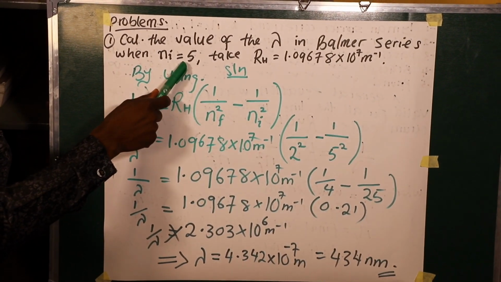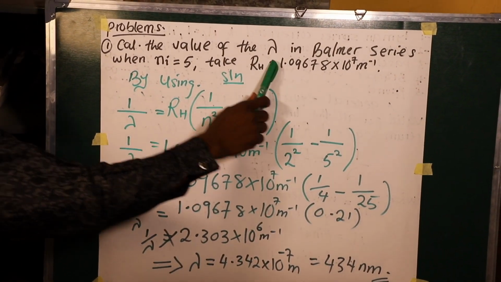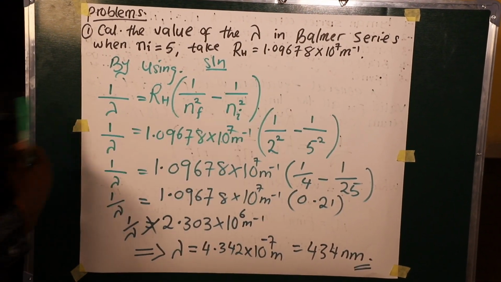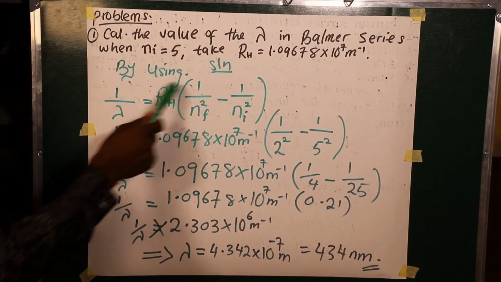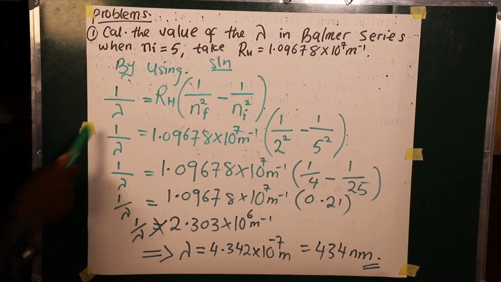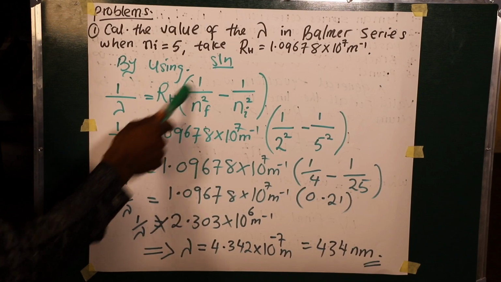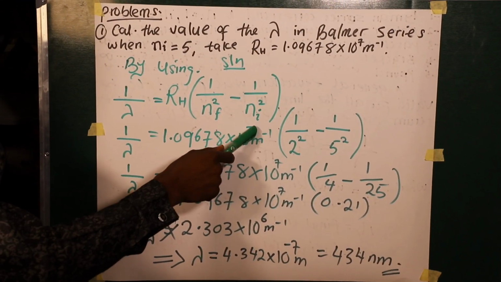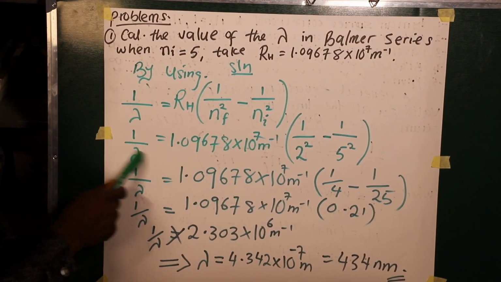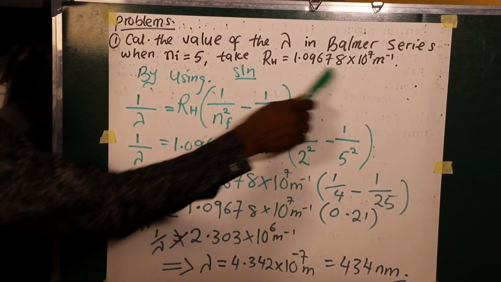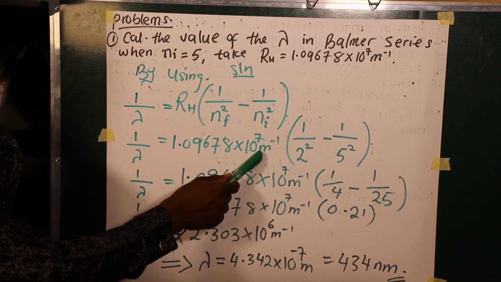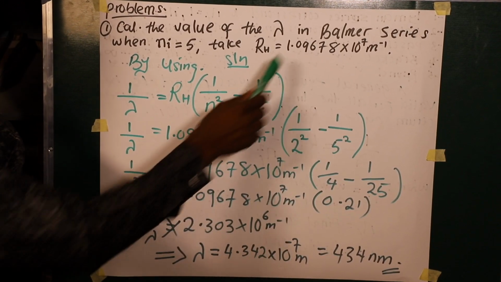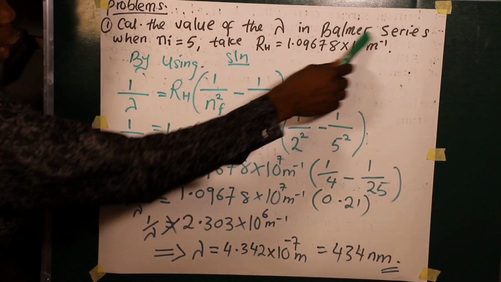When Ni is equal to 5, take RH as this value. This value is given as a constant. By using the Rydberg equation, which says 1 over wavelength is equal to RH into 1 over NF squared minus 1 over Ni squared, we substitute the value of RH, which is given. So now we have 1 over wavelength is equal to this value into 1 over 2 squared. This 2 squared shows the N final, which is set in the Balmer series.